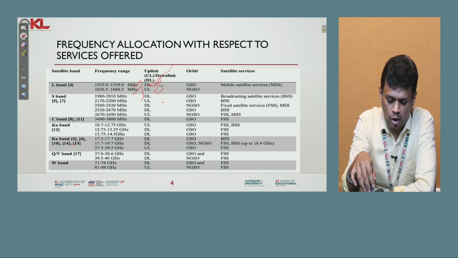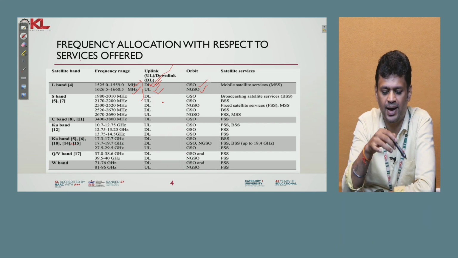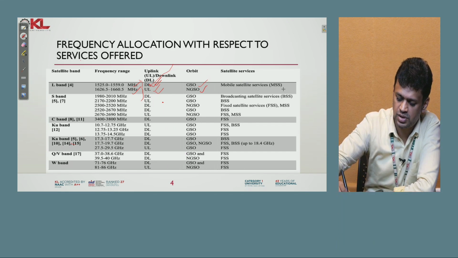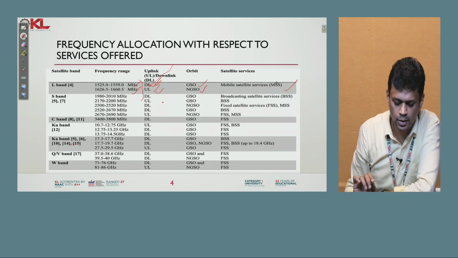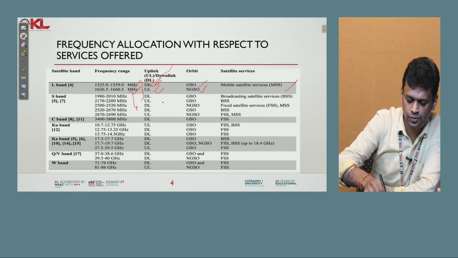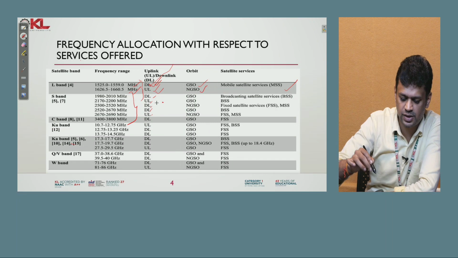So the orbit will be geostationary orbit as well as non-geostationary orbit. So for L band, both types of orbit will be used, and the services that we will be using at this frequency will be mobile satellite services. Now let us come to S band. In the S band also there is a range of frequency, and DL, UL, DL, UL is being used.